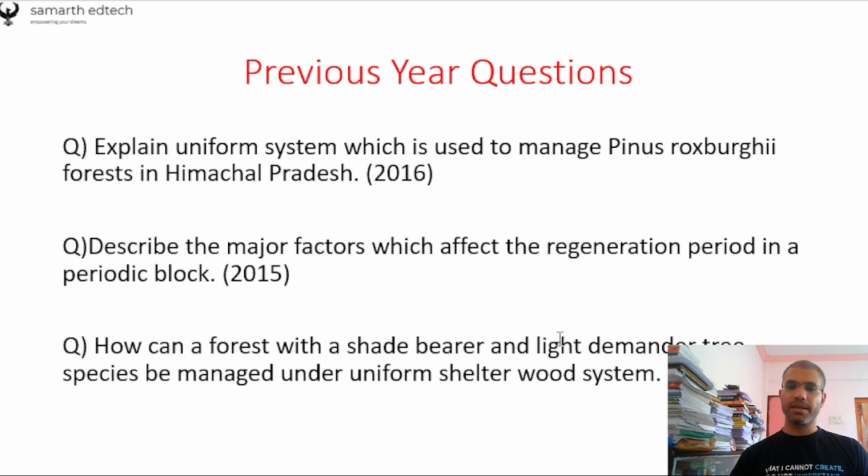How can a forest with shade bearer and light demander tree species be managed under uniform shelter wood system? So you again have to explain a uniform shelter wood system. However, you have to write an example. So you can write an example of a light demander tree, let's say Pinus roxburghii, and shade bearer, for example, your sandalwood, that is Santalum album. So Santalum album along with your Pinus roxburghii can be grown under your uniform shelter wood system. So just explain uniform shelter wood system, but do write an example. That's how you are going to create a difference in the mains examination.